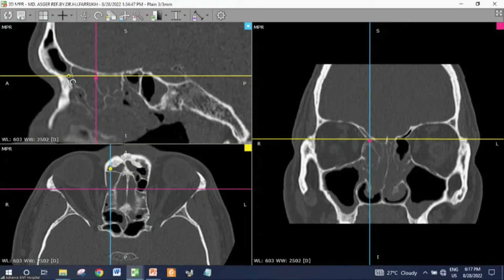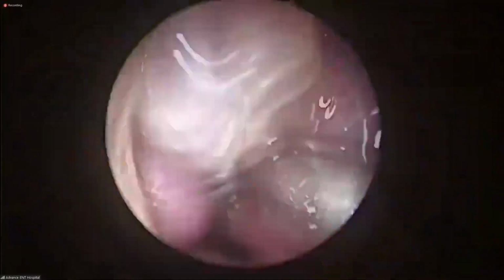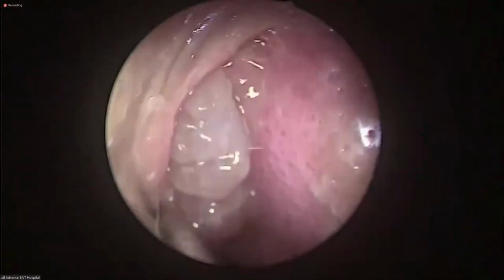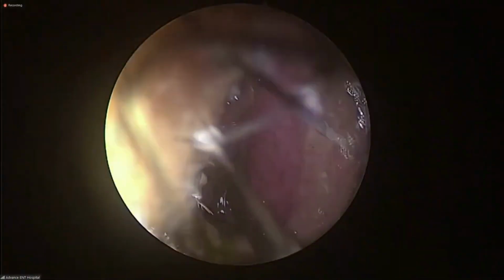So here we will demonstrate the right side, which is a... it's right here, interesting.